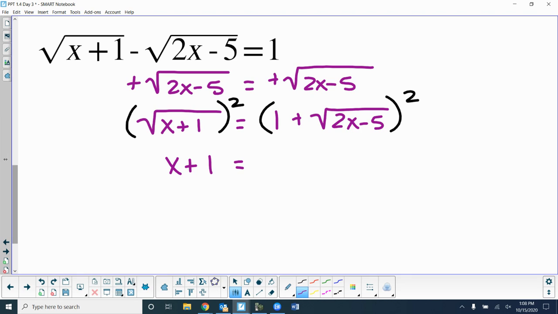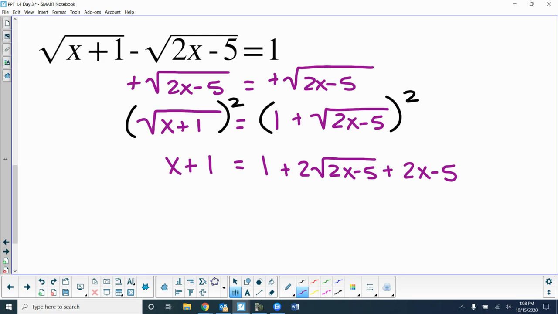So the shortcut again, first term squared, multiply those together. What's 1 times the square root of 2x minus 5? The square root of 2x minus 5. But I gotta remember to double that, or times 2. So there's 2 times the square root of 2x minus 5 for the middle term. And then you square this. What's the square root of 2x minus 5 squared? 2x minus 5. The square root and the squared cancel, just like it did over here, right?